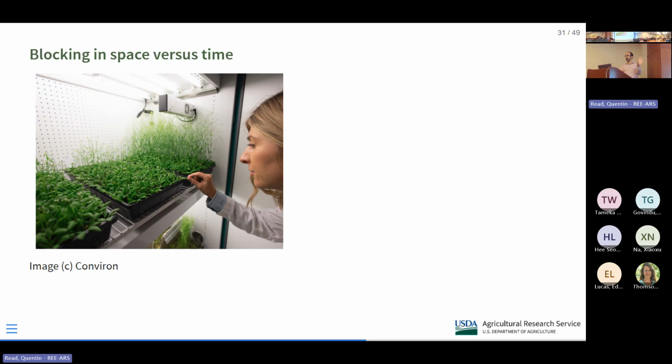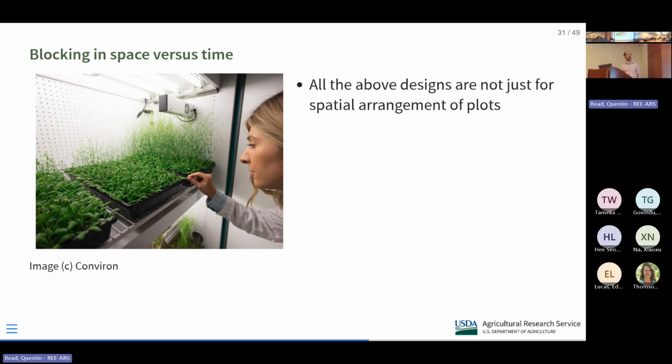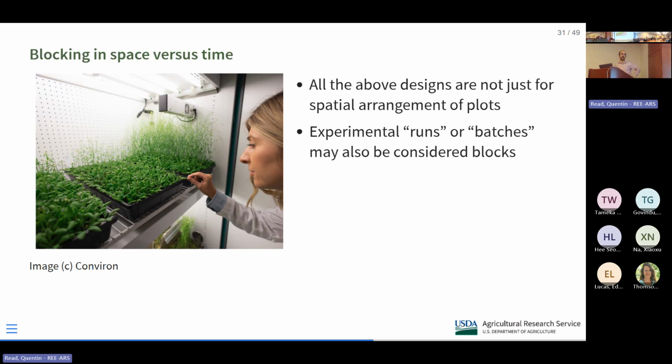Oh yeah, this is somewhat relevant to you all. I mentioned this already, that blocking or local control can be done in space, but also in time. The diagrams I showed show a spatial arrangement, but actually time can also be a dimension that you can use for blocking. If you did different runs or different batches, those are considered blocks. Because I know some of the data I've helped you all with are behavioral trials that are done on different days and that kind of thing. So those would be blocks.